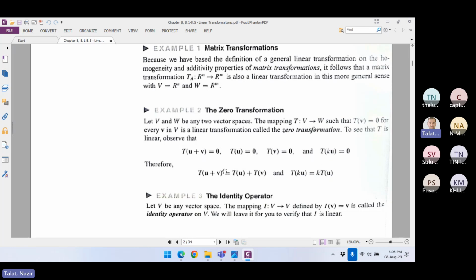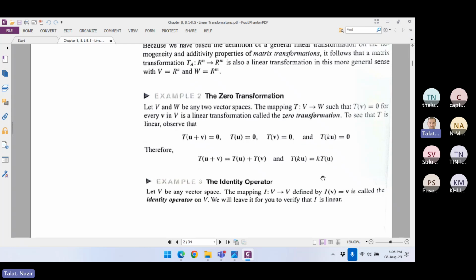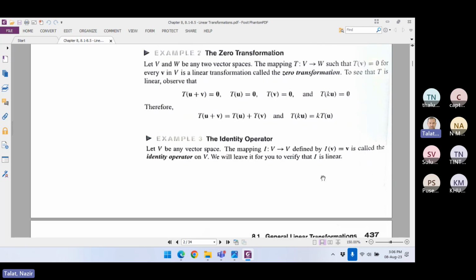Then one can say that T of u plus v is equal to 0, which can be written as T of u plus T of v, and T of ku is also equal to 0. One can write this as k times 0, which is equal to k times Tu. Hence, these two properties are satisfied. This means that this zero transformation is a linear transformation.